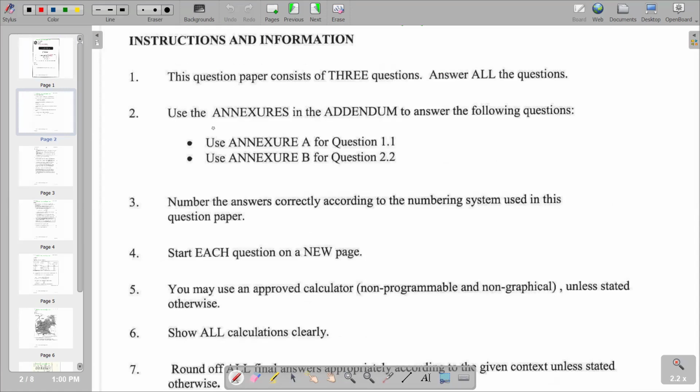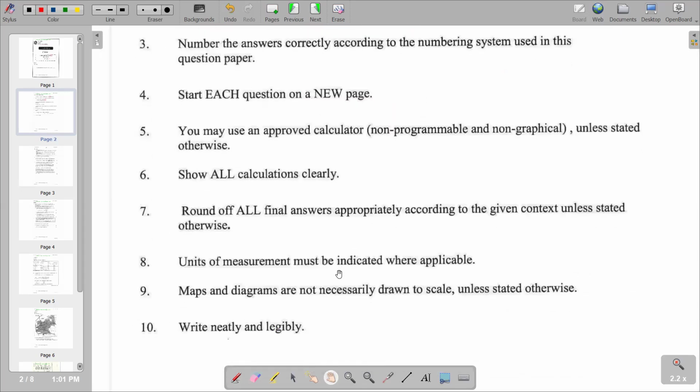Our question paper consists of 3 questions, and the instruction is to answer all questions, which is very important. On the second part, use the annexures in the addendum to answer the following questions. Use Annexure A to answer Question 1.1 and Annexure B to answer Question 2.2. Very important. Also very important for us is instruction number 7.